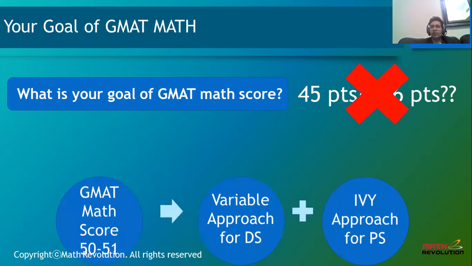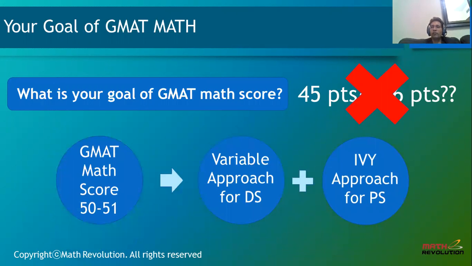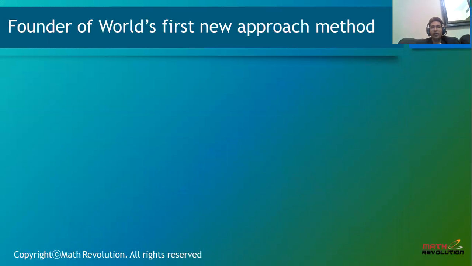How do we define Q50, 51? It is simple. Variable approach for DS plus IV approach for PS equals Q49 and above.